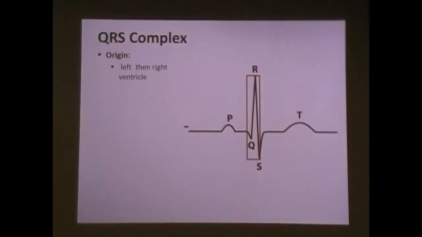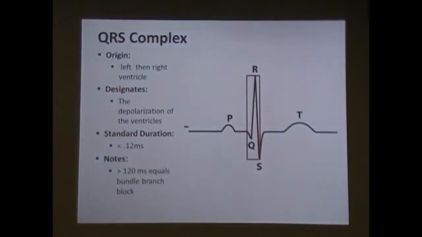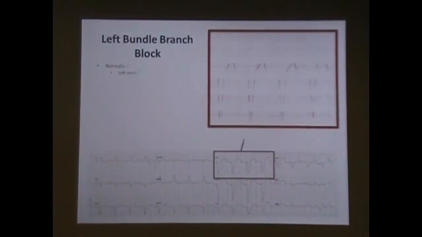The QRS complex. It originates from the left ventricle and then the right ventricle, which is important when we talk about bundle branch blocks, because that's why one bundle looks significantly different from the other bundle. It designates the depolarization of the ventricle. Standard duration is less than 0.12 seconds. Greater than 120 milliseconds equals a bundle branch block. Left bundle branch block. Remember, it goes from the left to the right.